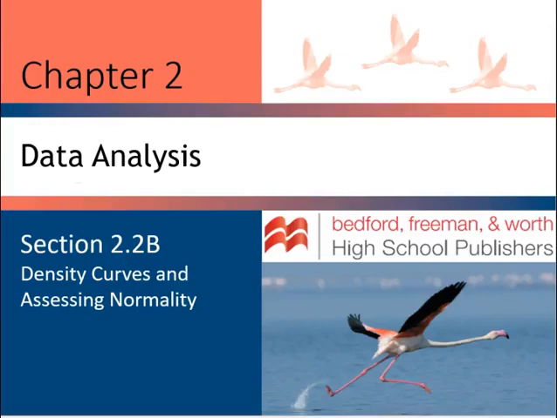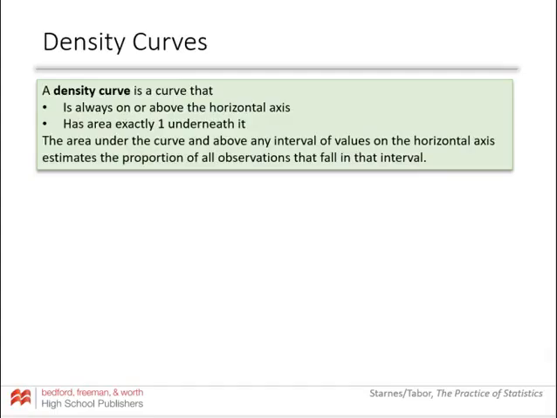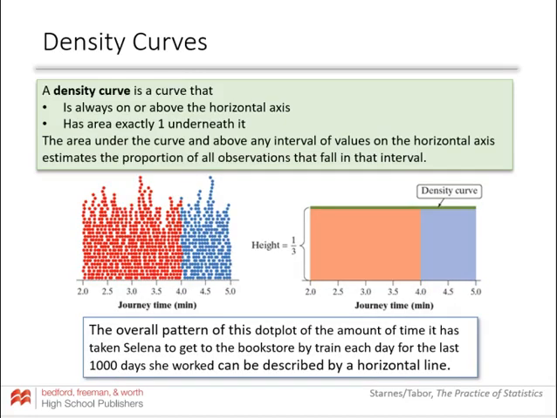Section 2.2b, we're going to look at density curves and assessing normality. All right, so first question is, what is a density curve? It's a curve that we can use to model a distribution. Like the last lesson, we looked at the normal curve and the normal distribution, that is a type of density curve, but it's not the only type, so we can look at some other ones.